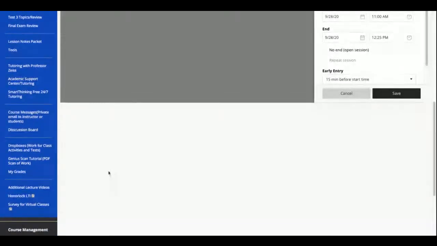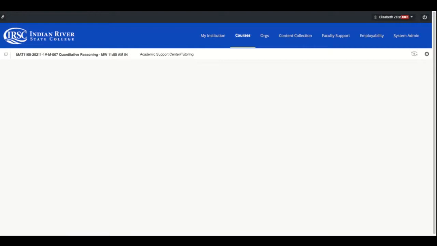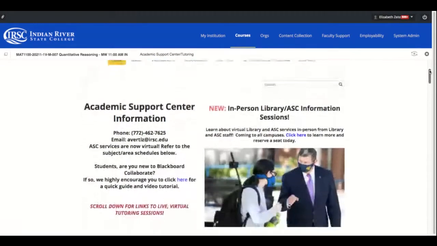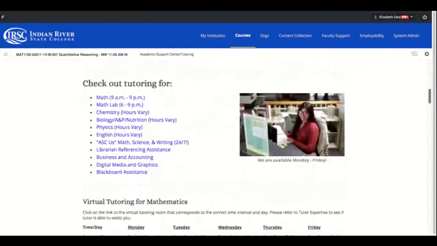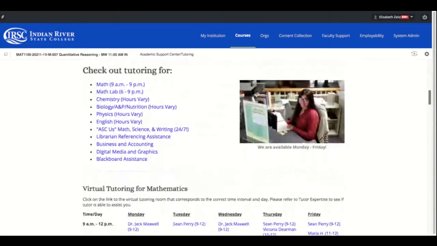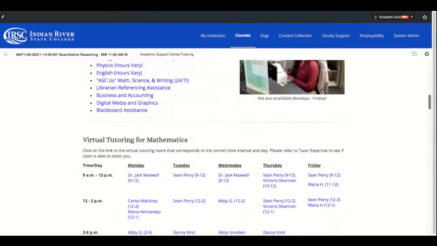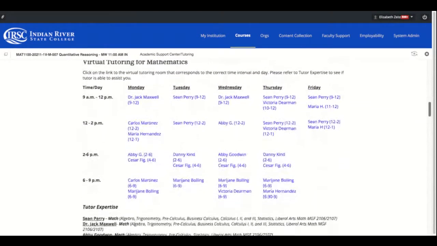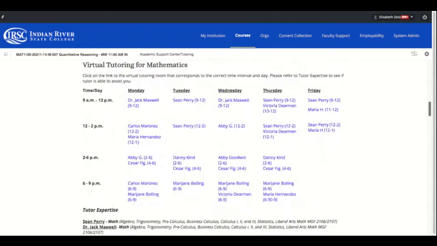And if you're not with me and you want to get tutored, I did provide two other ways for you to get tutored. For instance, see where it says Academic Support Center? You just click on that. And if you scroll down a little bit on this page, you'll see all these people that are scheduled. See where it says virtual tutoring for mathematics? And these things that you see in blue, those are the tutors.